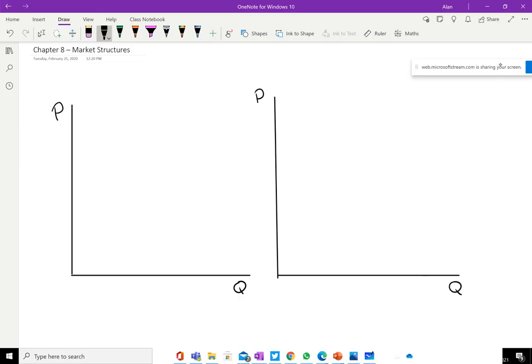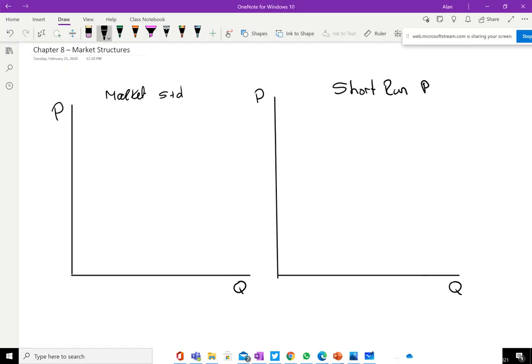In this situation, I'm just going to put in the market. This is the market supply and demand curves. You're generally not asked to draw this. You're generally asked to draw this. This is the short run for perfect competition. Go away, you. Perfect competition. So, market supply and demand curves.